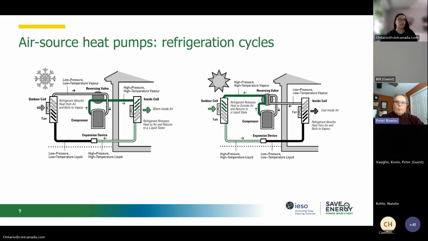On the left side, by using a reversing valve, we can change the flow so that the outdoor coil works as an evaporator where the refrigerant absorbs heat from the outdoor air, even at low temperatures, and the indoor coil acts as a condenser where the refrigerant gives up its heat to the indoor air. In between these two coils, you see that we have a compressor, an expansion valve, and a reversing valve to change the direction of flow.